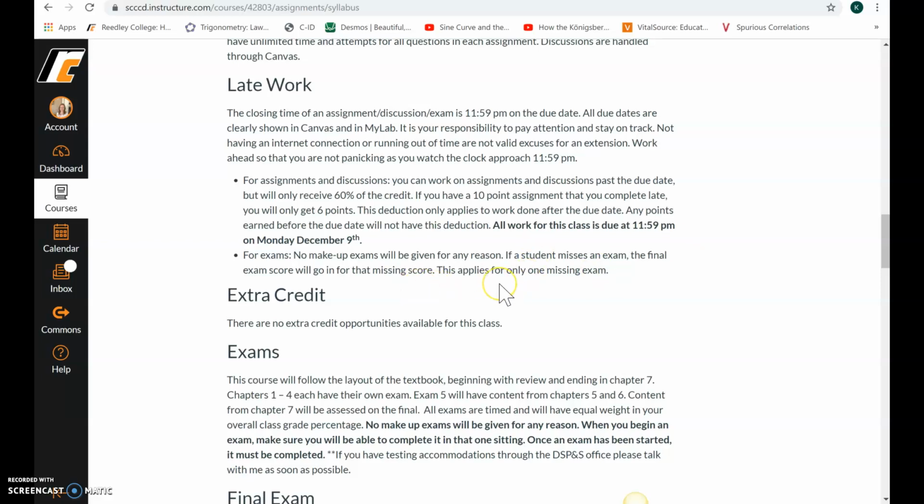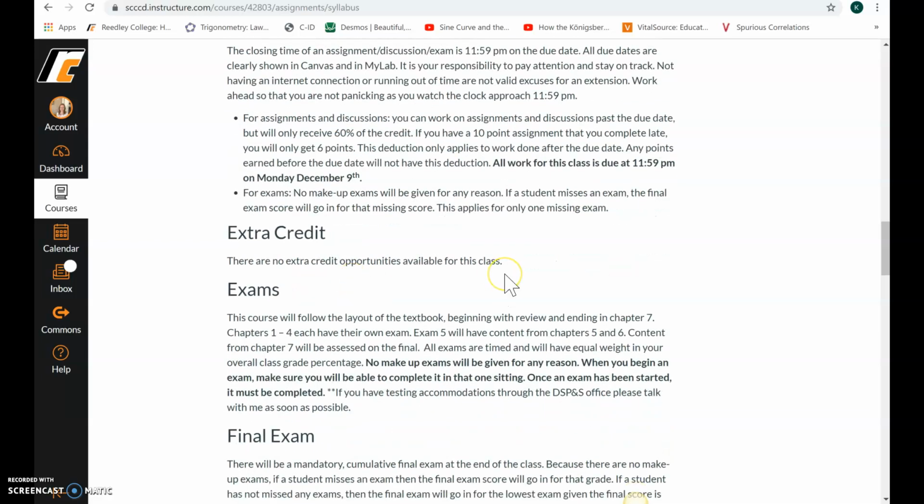No makeup exams are given. If you miss an exam, what we'll do is we'll put in your final exam score for that. There's no extra credit opportunities, so just do the assignments, do the exams, and you won't need to be asking for that extra credit.